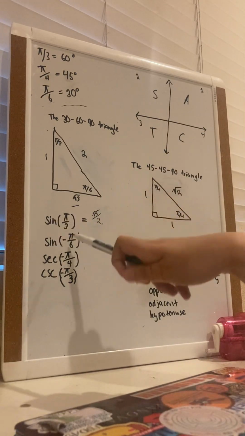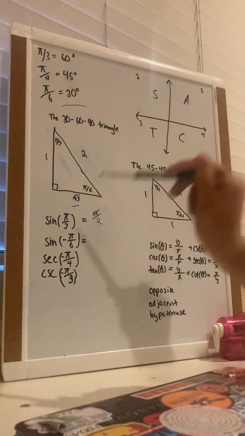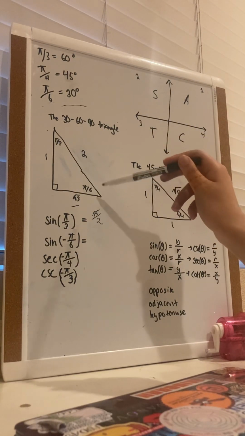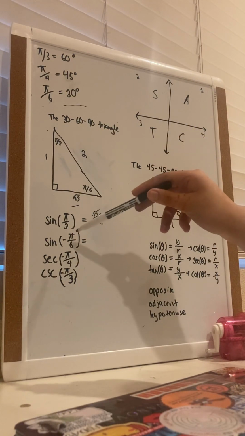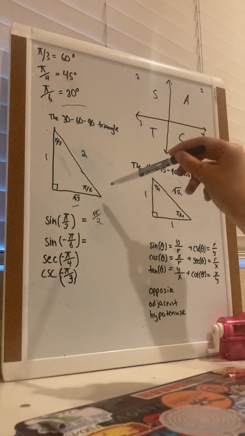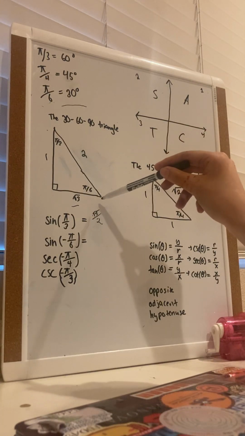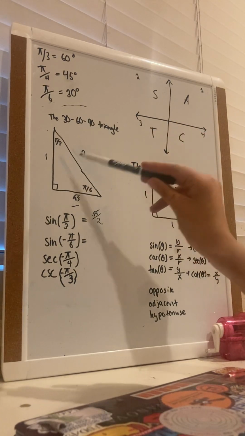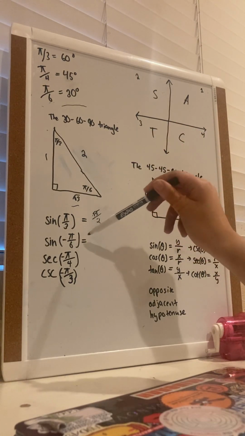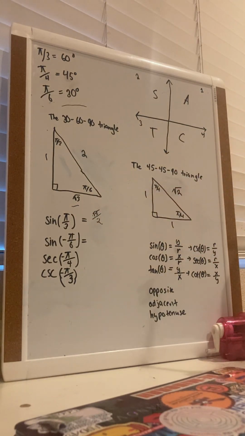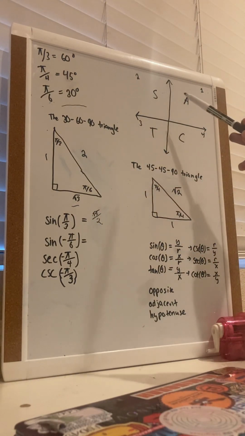Then same with sine of negative pi over 6. If our viewpoint is pi over 6, don't worry about the negative sign right now. Look from there. What is the sine of that? That's opposite over hypotenuse, so that's 1 over 2. But what we're not accounting for is this negative sign right here. So that takes me to my second trick, which is this thing up here.